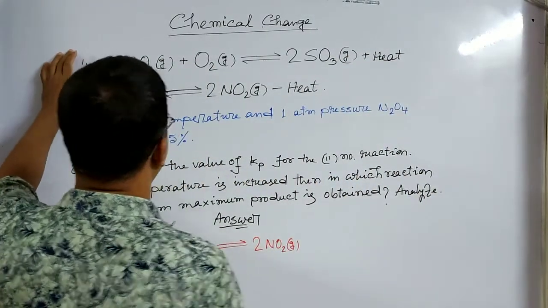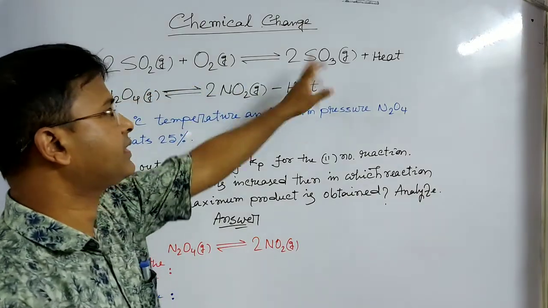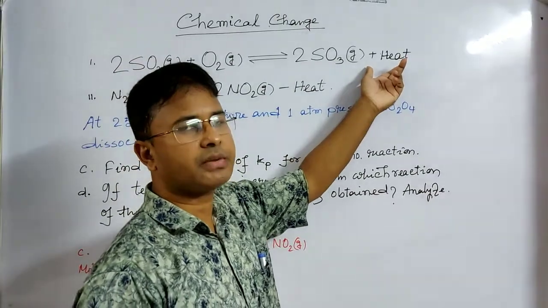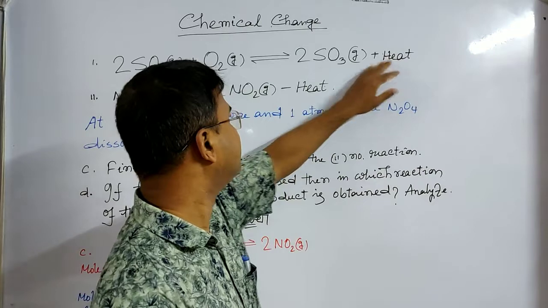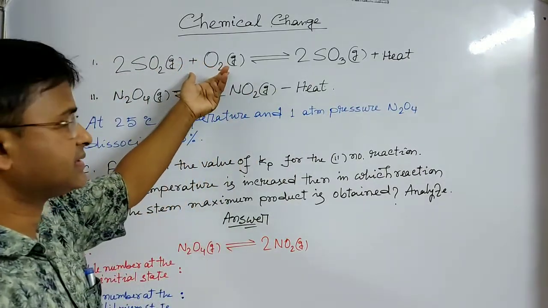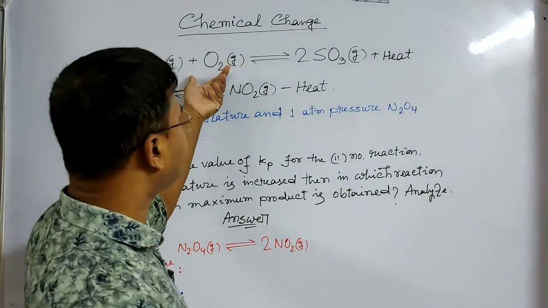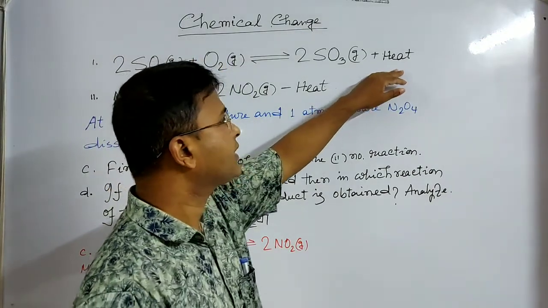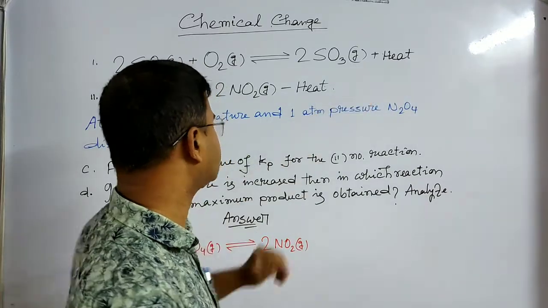The first one is given: sulfur dioxide plus oxygen equals sulfur trioxide. This is actually an exothermic reaction, because if you consider the heat at the left side, it will be minus. Minus means heat is evolved from the reaction system. But to avoid the minus sign, I have written it at the right side. That's why this is plus heat. This is an exothermic reaction.